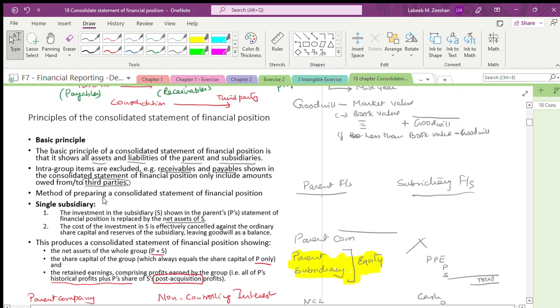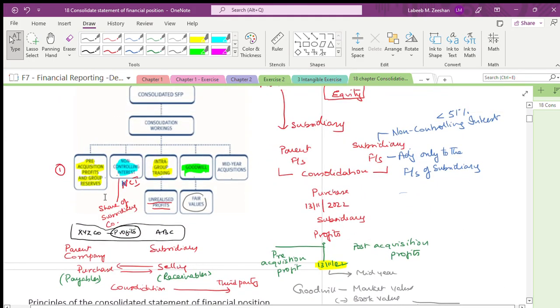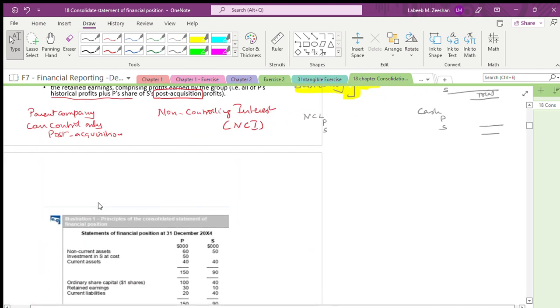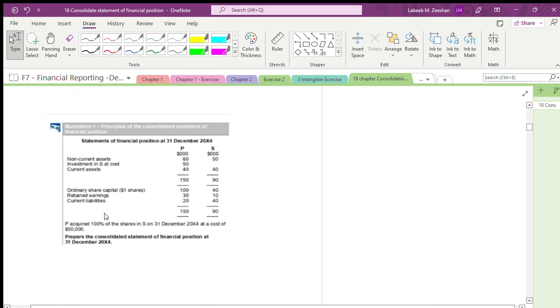Now you understand the thing. We are talking about pre-acquisition and post-acquisition, non-controlling interest, intergroup trading, goodwill, and unrealized profits. Slowly, the moment you work on each aspect at a time, we'll come across various things as such. Now, like this they will give the question.